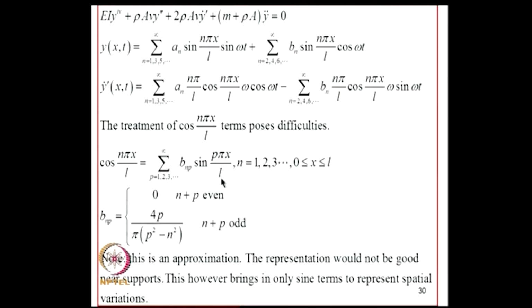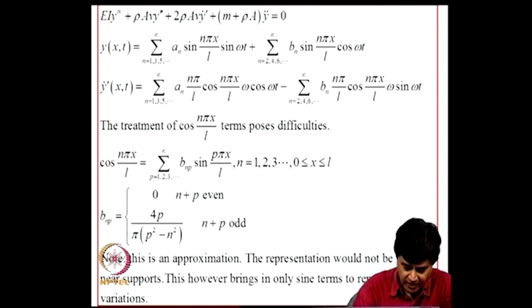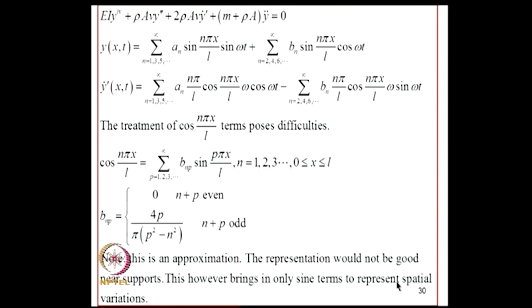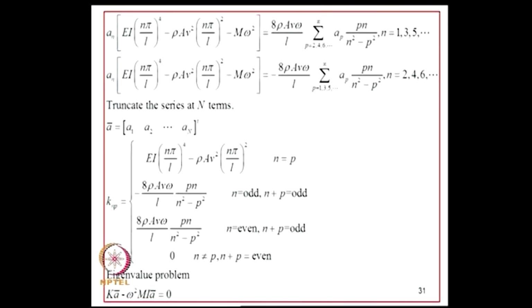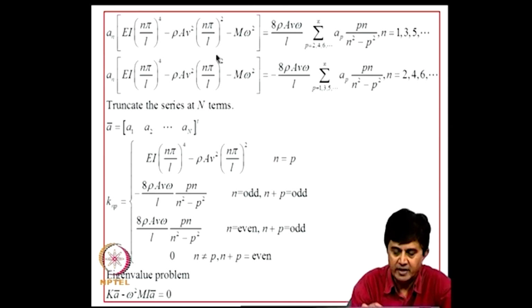okay. Now this can be done, these terms can be evaluated, but the problem is that the cos n pi x by L term will not satisfy the boundary conditions. Although it may represent the behavior away from the boundaries, at the boundaries it will not satisfy the prescribed boundary condition, but we will ignore that effect and go ahead because it brings in only sine terms to represent spatial variations and that is helpful for us. So with all this we can go ahead and obtain these equations.